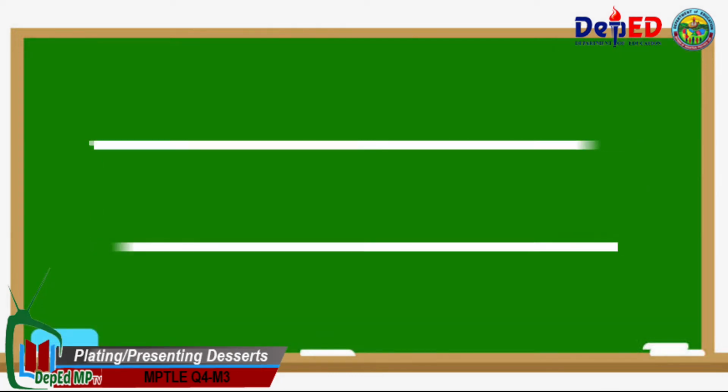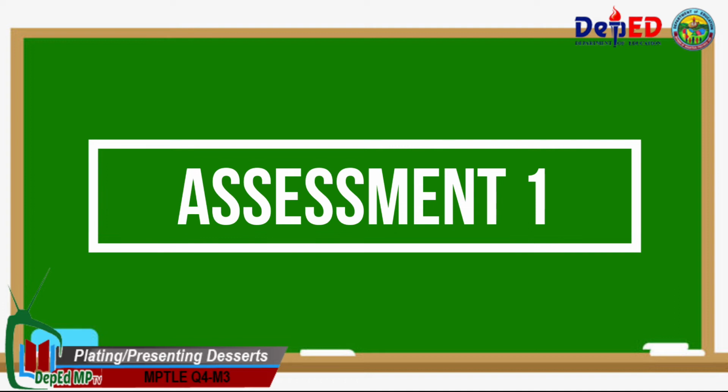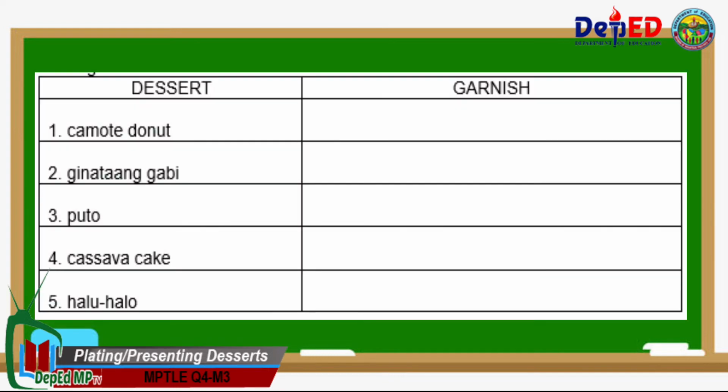After knowing the 4 garnishes that add wow factor to your desserts, let us move on with your Assessment 1. Listed are varieties of locally made desserts. What garnish will you use to add wow factor for each dessert? Write your answer on the opposite column of the given dessert on your module.